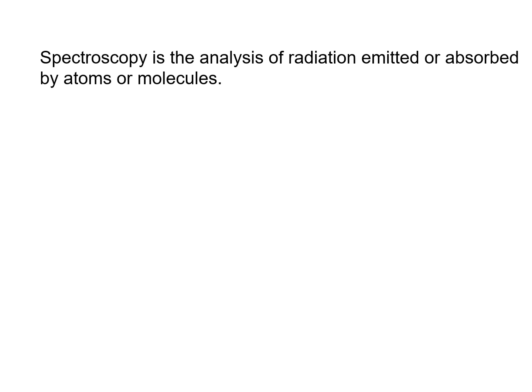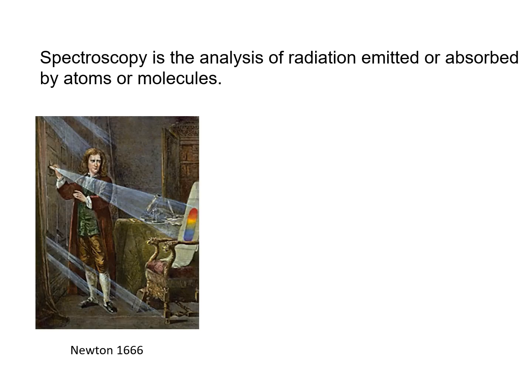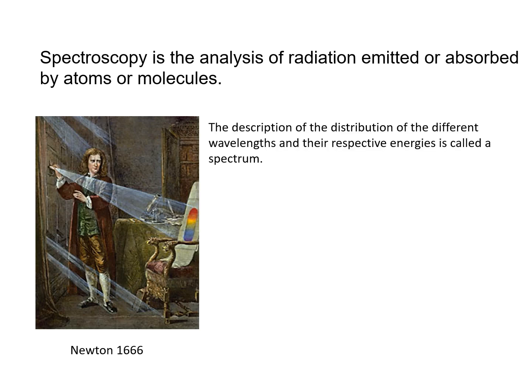We can say that spectroscopy began with the work of Isaac Newton back in 1666 when he passed a ray of light through a prism and observed that the light was made of different colors. The description of the distribution of the different wavelengths and their respective energies is called a spectrum.